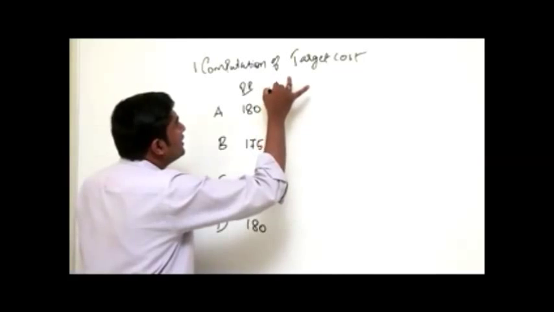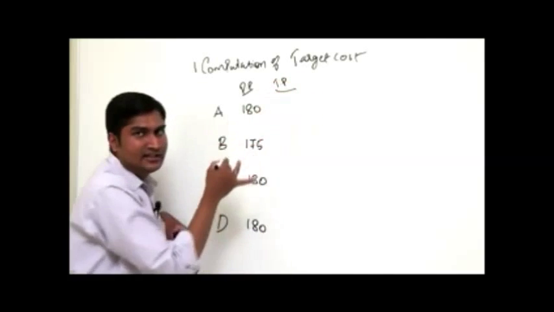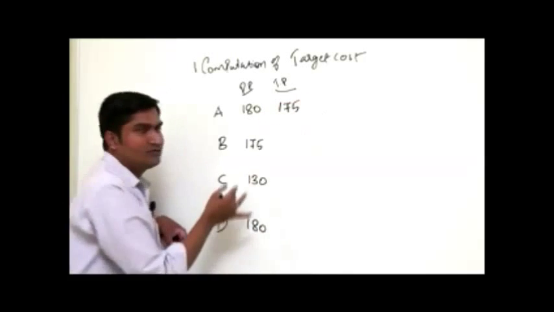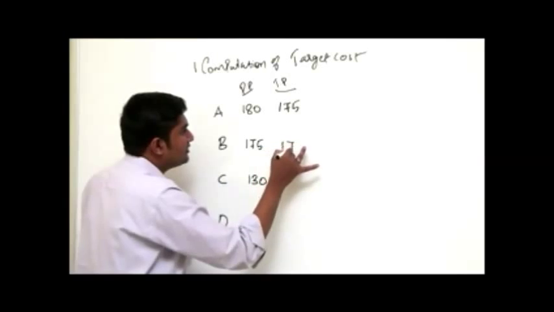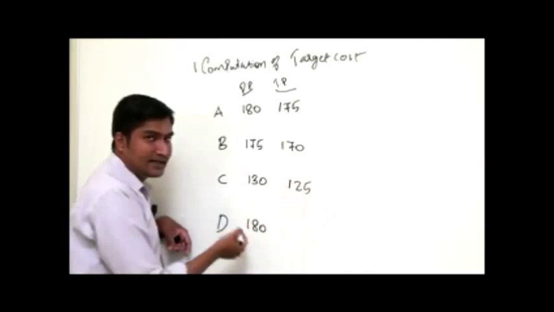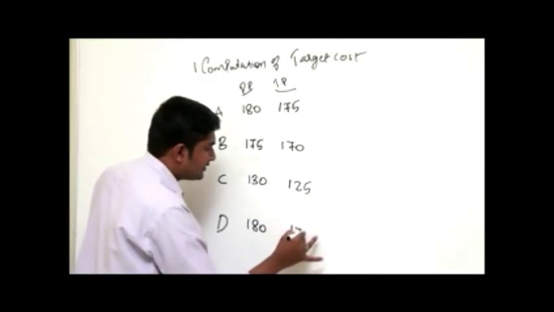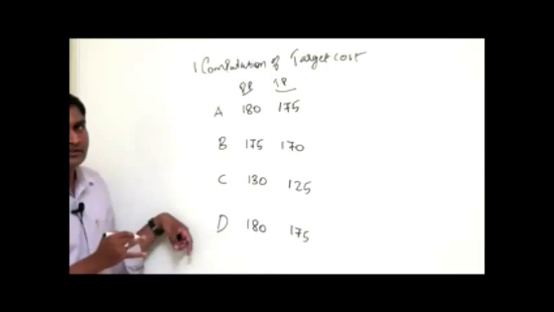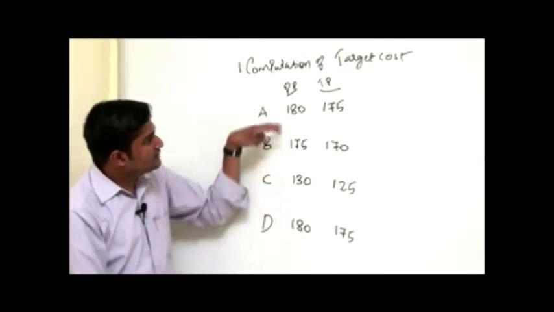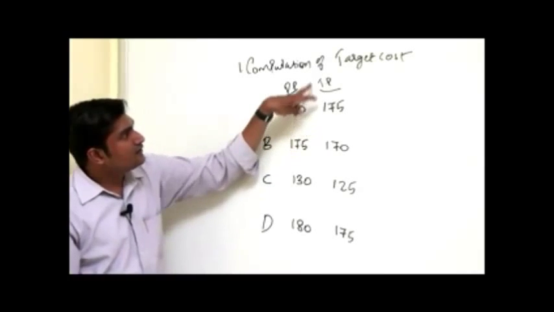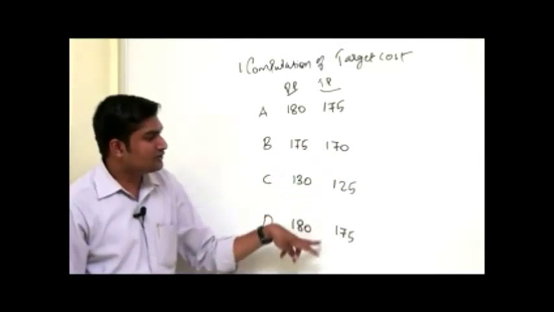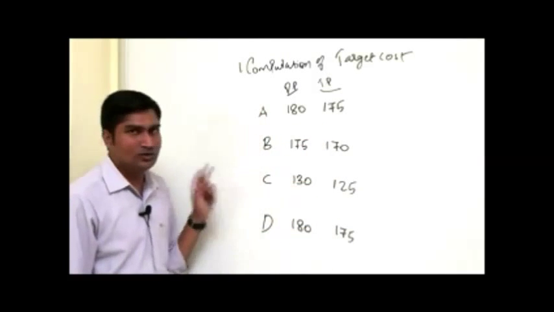So the targeted price: 180 minus 5 would be 175, 175 minus 5 would be 170, 130 minus 5 would be 125, and 180 minus 5, the new price would be 175. Again, the market researchers ask the management to reduce the price by rupees 5 per unit. By reducing the existing price by 5, we get the new price: 175, 170, 125 and 175 for each product A to D.